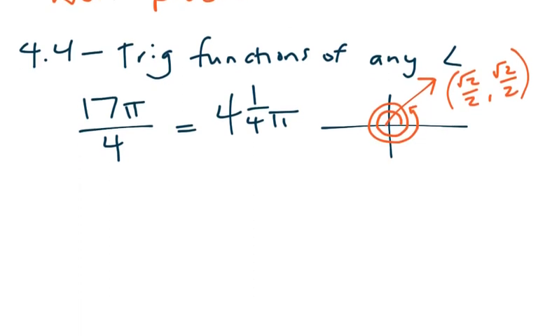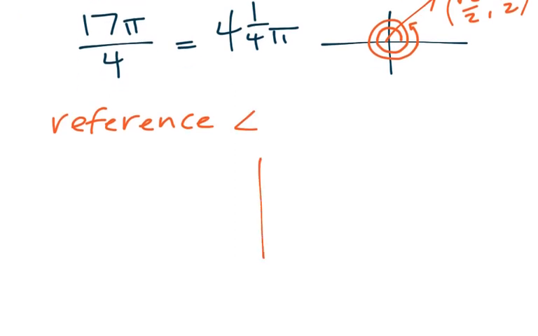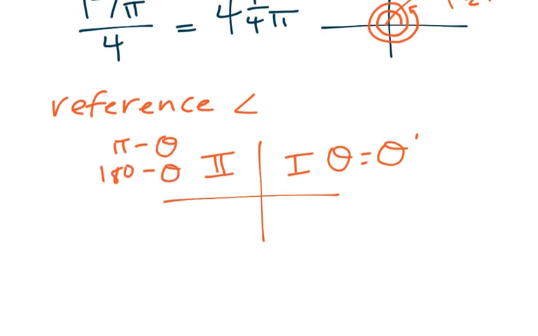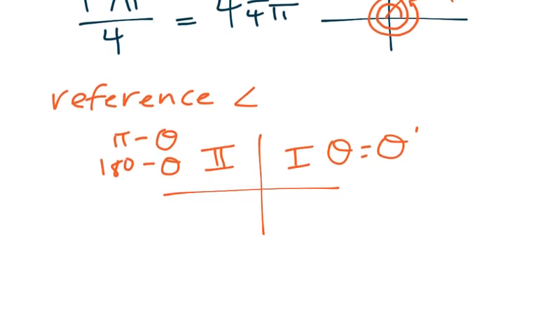This is also where we did the reference angle. So if it's in the first quadrant, then the reference angle is the angle it is. In the second quadrant, I would do pi minus theta, or 180 minus theta. You want the distance between that angle and the x-axis.